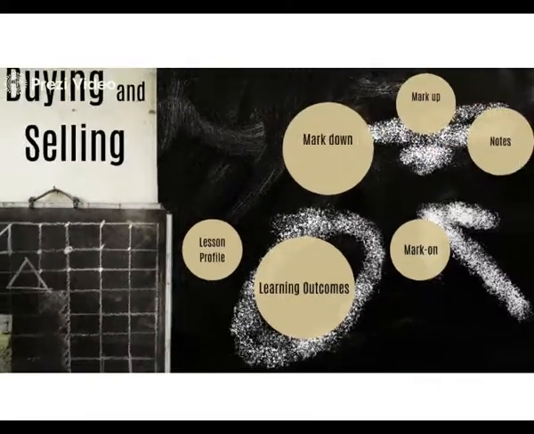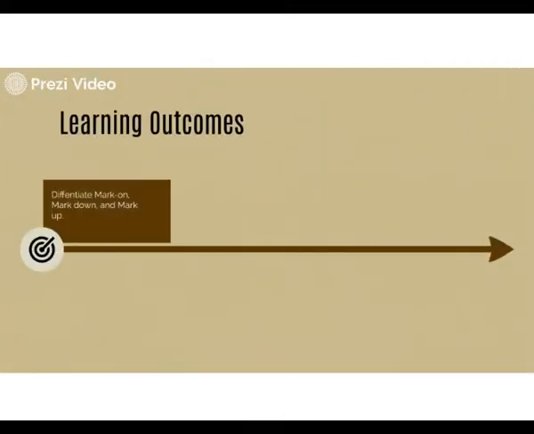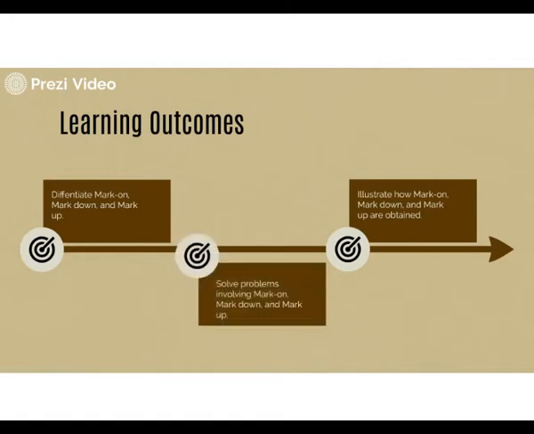Let's move to our learning outcomes. So we have 3 learning outcomes. The first one, we need to differentiate mark on, mark down, and mark up. The second one, we need to illustrate how to obtain mark on, mark down, and mark up. And lastly, we need to solve problems involving mark on, mark down, and mark up.